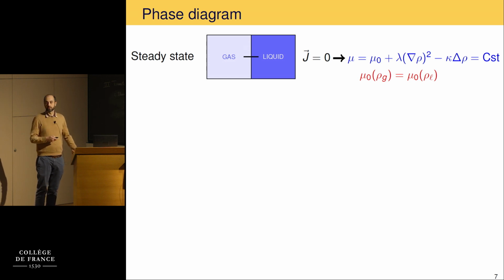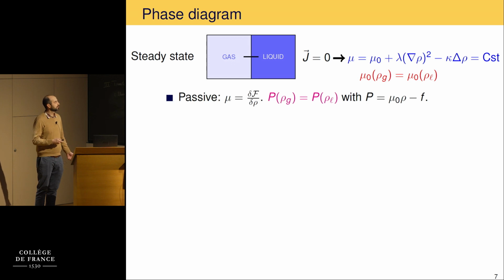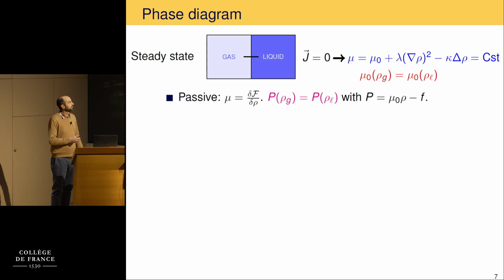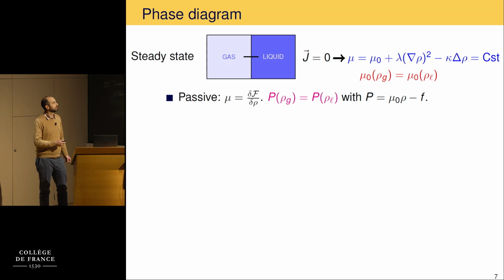Then we need a second equation to set these two densities. In the passive case, this second equation is a condition that tells you that a front exists that can link the gas to the liquid phase. And in the passive case, where this mu can be written as the derivative of a free energy, it turns out that the second condition is, of course, the equality of pressure, with pressure defined in the usual thermodynamic way.